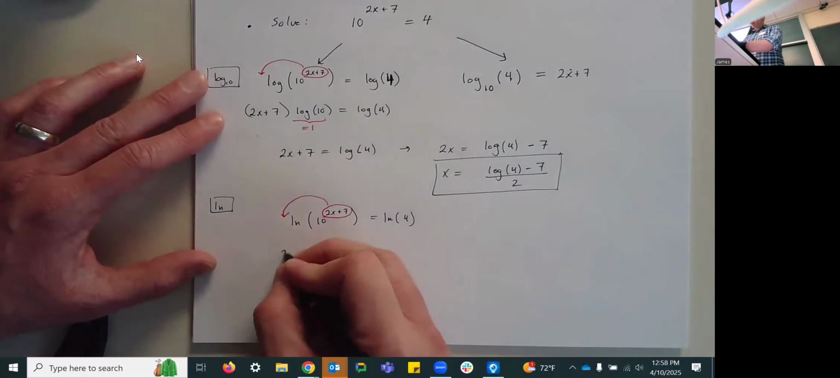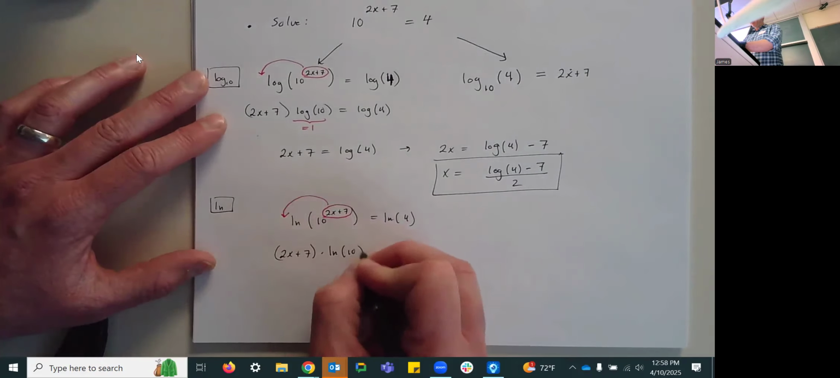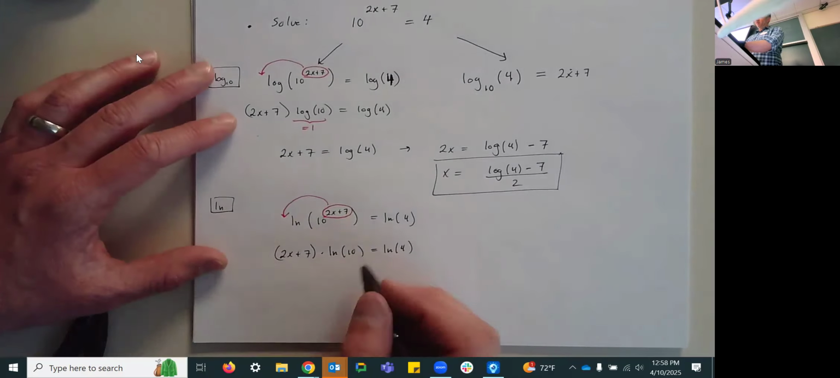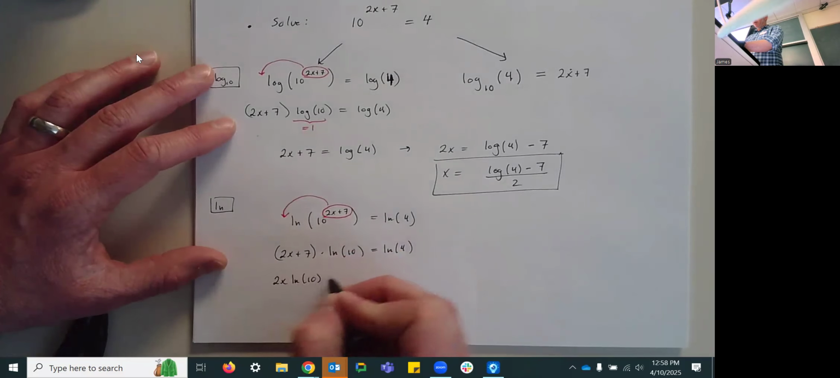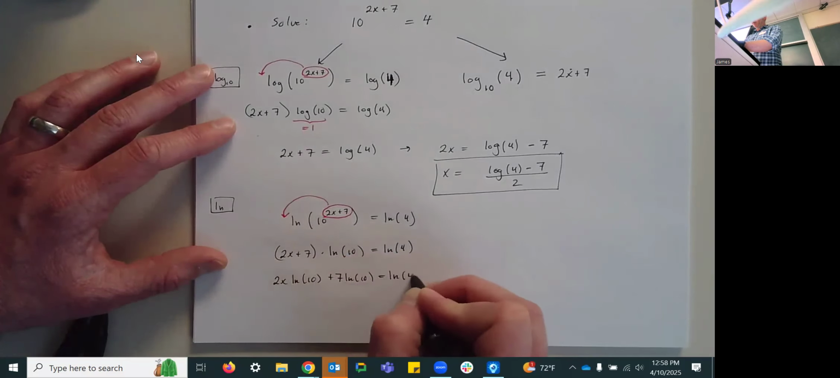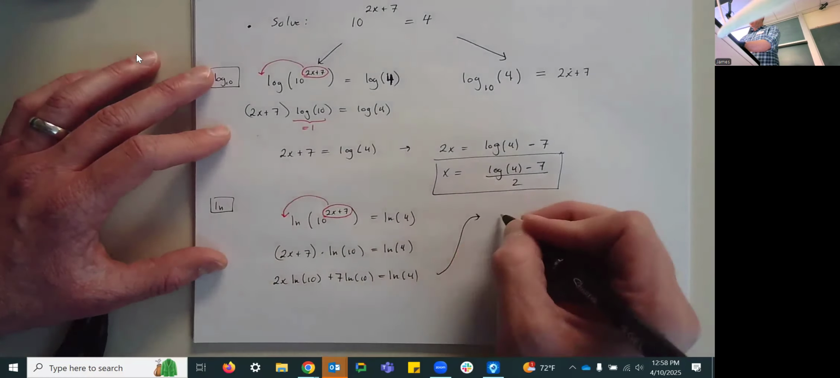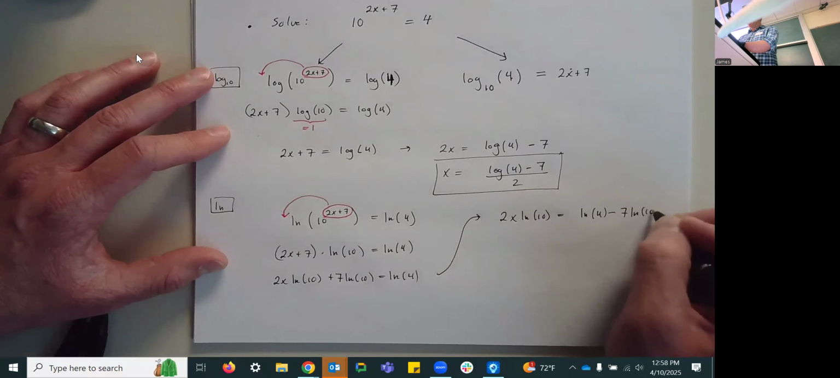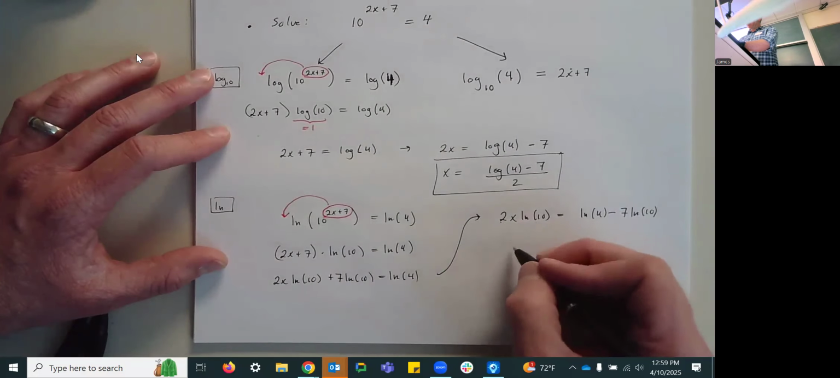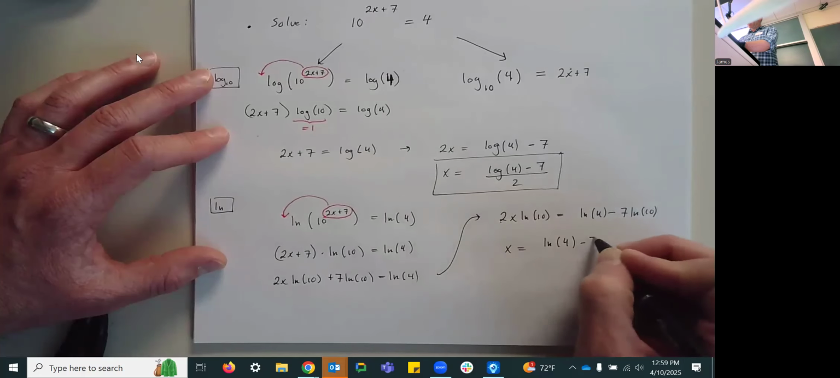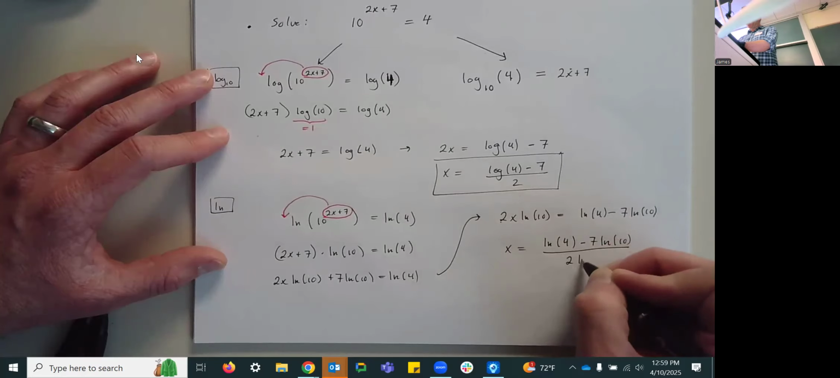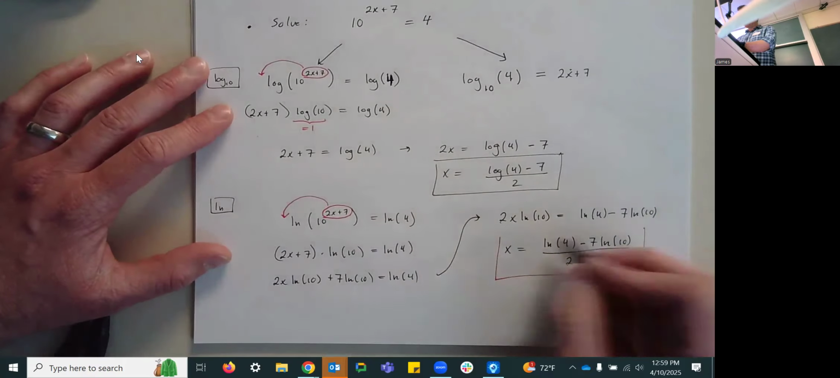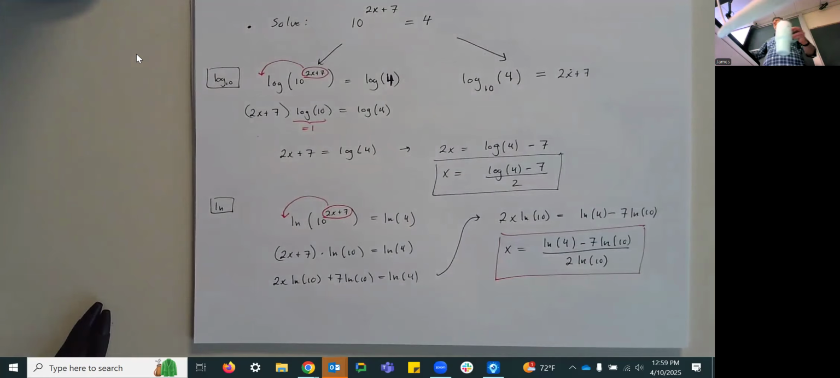So here we're going to have 2x plus 7 times the natural log of 10 equal to the natural log of 4. And then you have a couple of choices about how you do this. I'd probably distribute first and say I have 2x times natural log of 10 plus 7 times natural log of 10 equal to natural log of 4. And then subtract 7 natural log of 10 from both sides, and say I have 2x natural log of 10 equal to the natural log of 4 minus 7 times the natural log of 10. And then finally, divide both sides by 2 natural log of 10 to get x equal to the natural log of 4 minus 7 times the natural log of 10, divided by 2 times the natural log of 10. Same answer, just looks different. Either way is totally legitimate and acceptable and is not seen as doing it some weird way. This is a totally normal way of doing this.